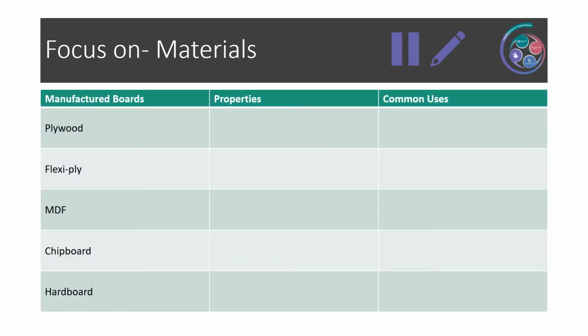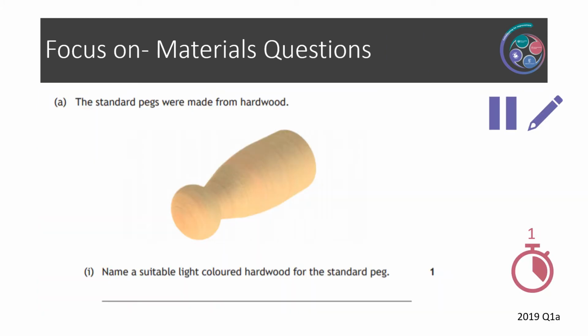Let's finally look at manufactured boards. You need to know plywood, flexiply or flexible plywood, MDF or medium density fibreboard, chipboard and hardboard. I would suggest at this point you want to pause the video, copy the table and add in the properties and common uses of each of these materials. Let's put that knowledge into practice.